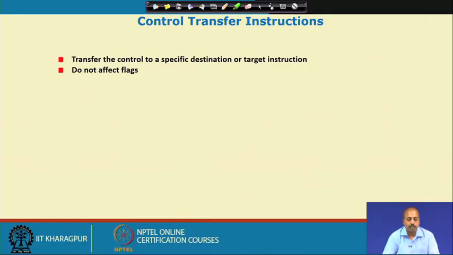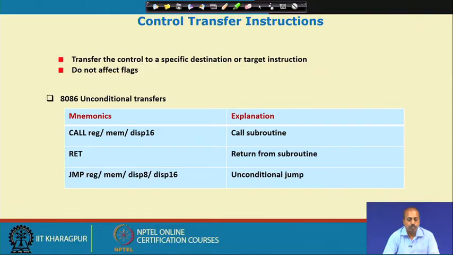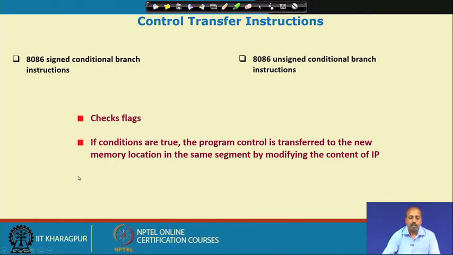Next, these transfer control to a specific destination or target, and they do not affect the flags. For control transfers, we have the call instruction, return instruction and jump instruction. Call is calling the subroutine. The address we can directly mention as a 16-bit displacement, a memory location address or a register. In the register case, the register content will be used as the memory address. In the memory case, the memory location content will be used as the target address, and here the address is specified directly. Similarly, we have the jump instruction.